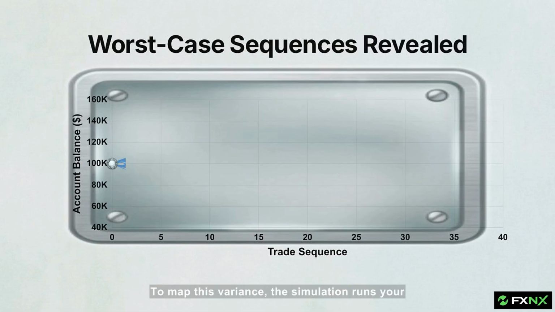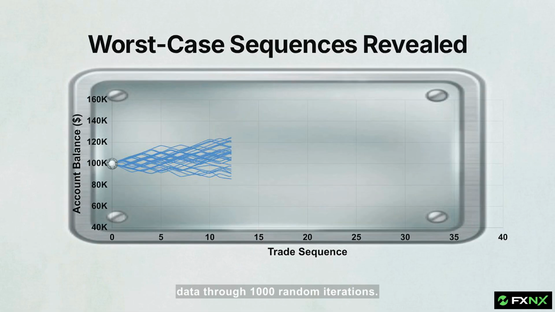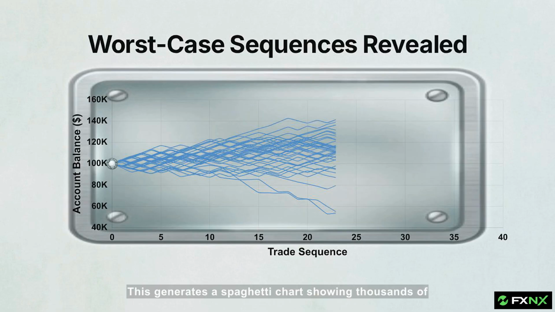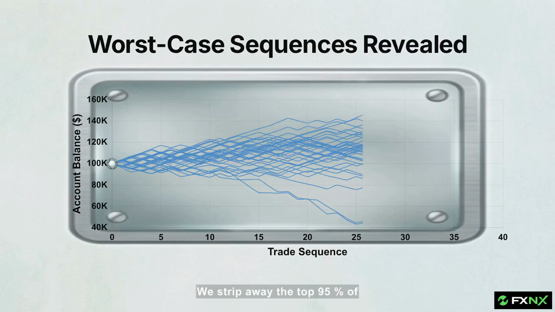To map this variance, the simulation runs your data through 1,000 random iterations. This generates a spaghetti chart showing thousands of different paths your account balance could take. To find your maximum likely drawdown, we ignore the average results. We strip away the top 95% of outcomes to focus exclusively on the absolute worst-case sequences.